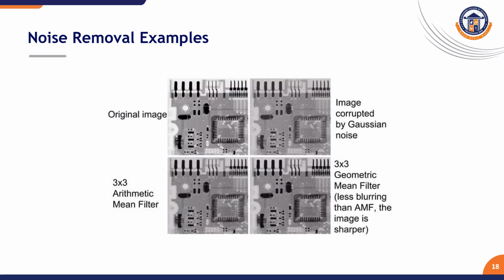The figure shown is the different noise removal examples. The original image of a PCB board is given, and the image corrupted by Gaussian noise is given in this picture. Then the 3x3 arithmetic mean filter image, and the geometric mean filter, which gives less blurring than the arithmetic mean filter. The image is sharper in comparison.